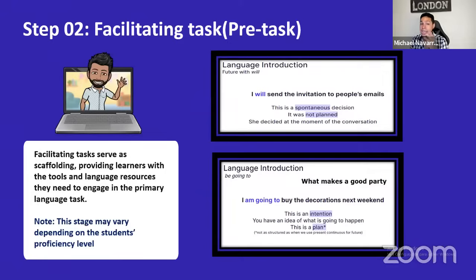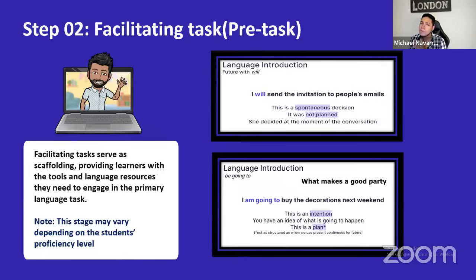Let's continue. As I have said previously, there are 3 steps, pre-task, task, and post-task. Inside the pre-task, there is a facilitating task. Now, what is a facilitating task? A facilitating task serves as a scaffolding. And you might have heard this term before. When we talk about scaffolding, it means that we help our students with the tools and language resources they need to engage in the primary language task.